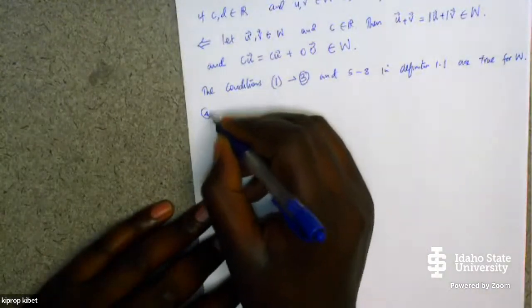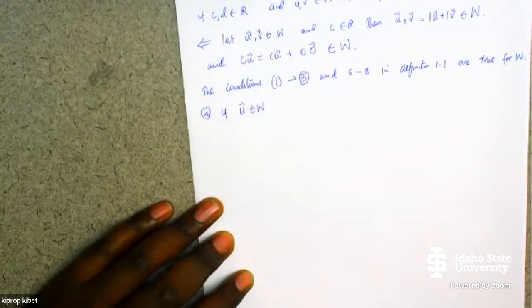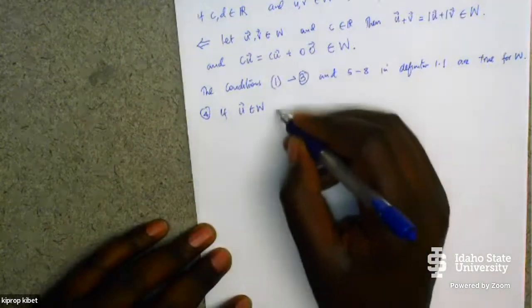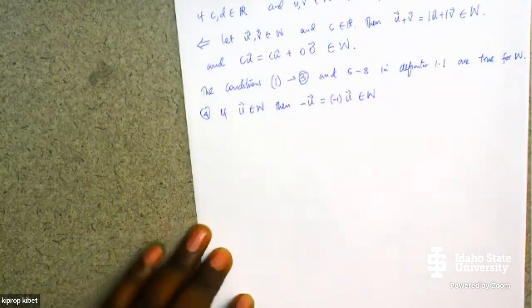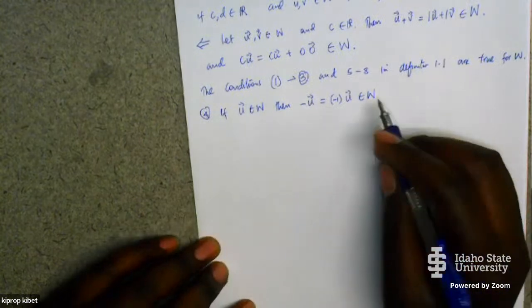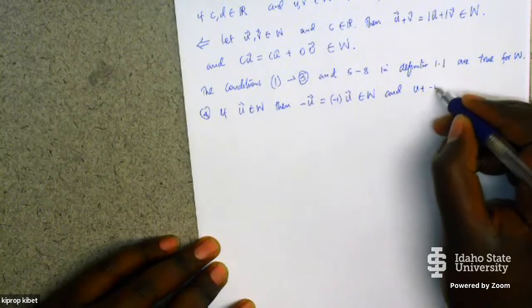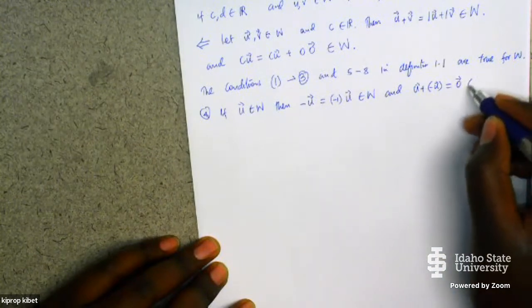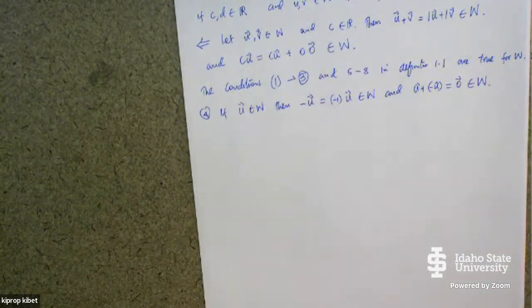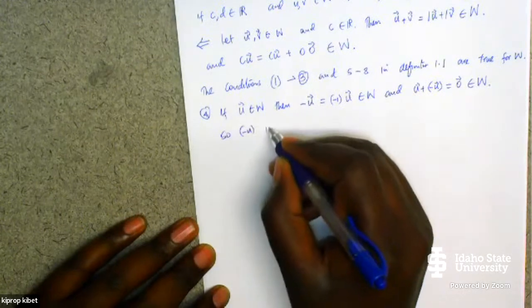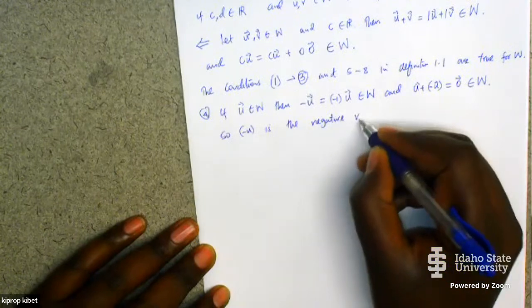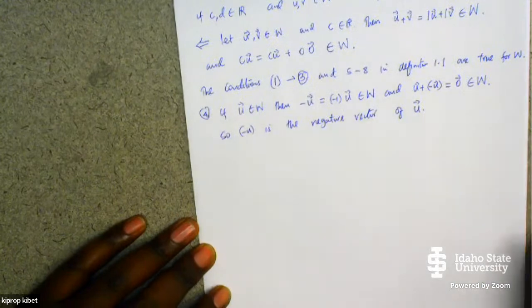Now for number 4, if U is an element of W, then negative U is the same as negative 1U, and this is also in W. And U plus negative U is equal to the 0 vector, and this is in W. And that is the negative vector of U. So negative U is the negative vector of U.